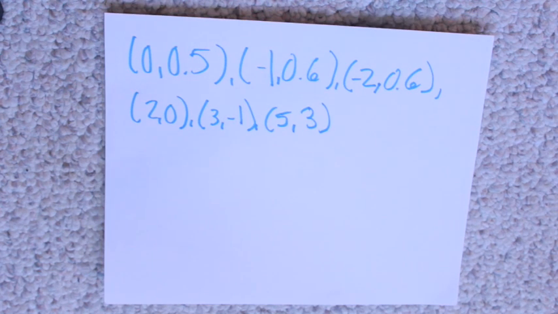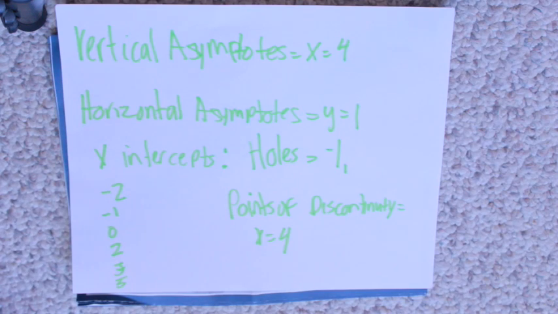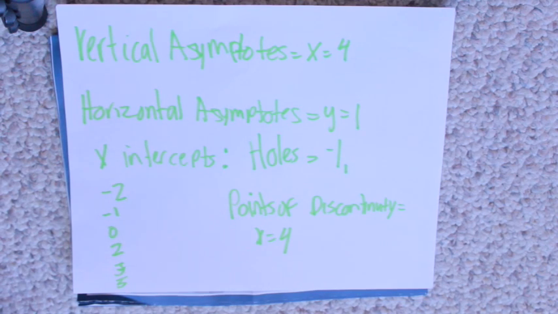So now that we worked out all those problems, what we had to do was write down the points where we graphed the x and y values as we went. This is our final graph after placing our points onto the graph itself. Okay, the vertical asymptote of our equation was x equals 4. The horizontal one was y equals 1. So the x-intercepts we ended up getting were negative 2, negative 1, 0, 2, 3, and 5.